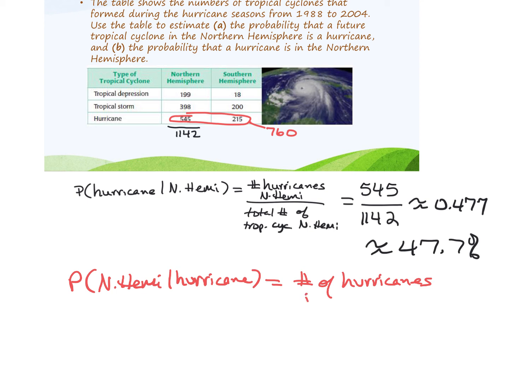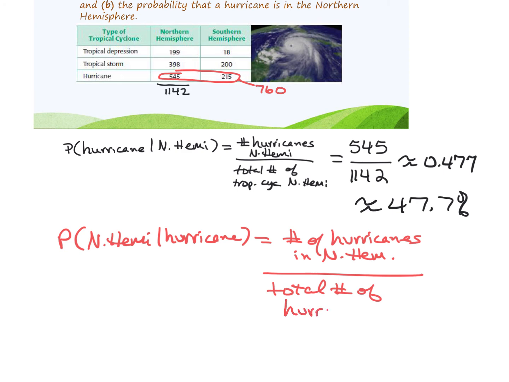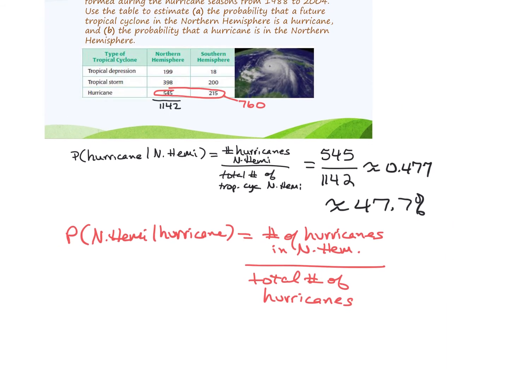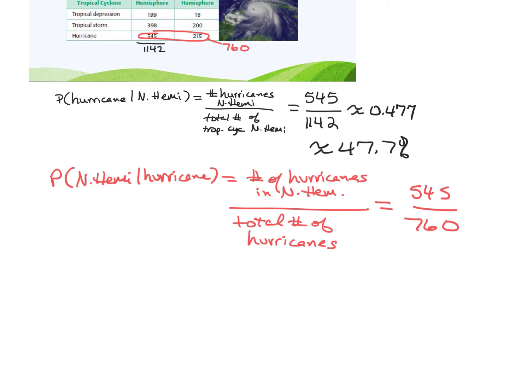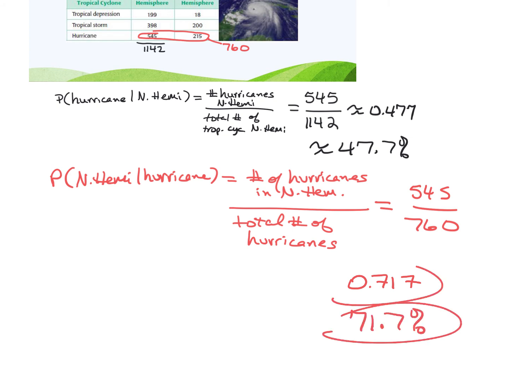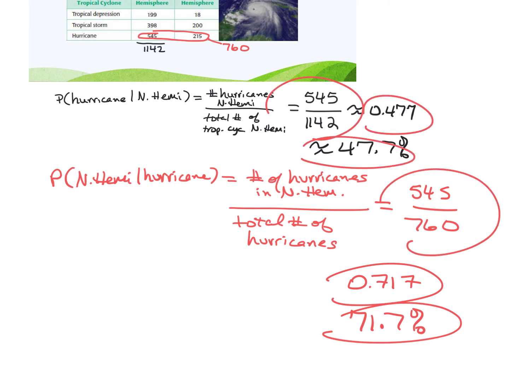So number of hurricanes in the northern hemisphere over total number of hurricanes. So this is going to be 760 and then 545 on the top. As a decimal, 0.717, and as a percent, 71.7%. More than likely on the word problems, they would look for it as a percent.